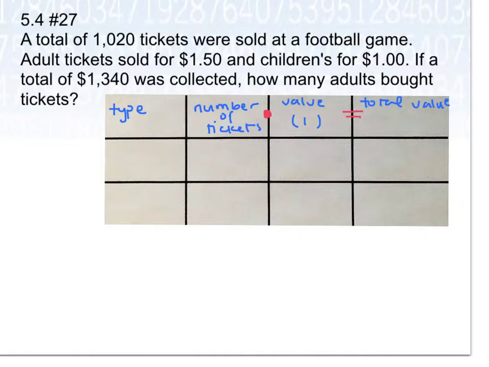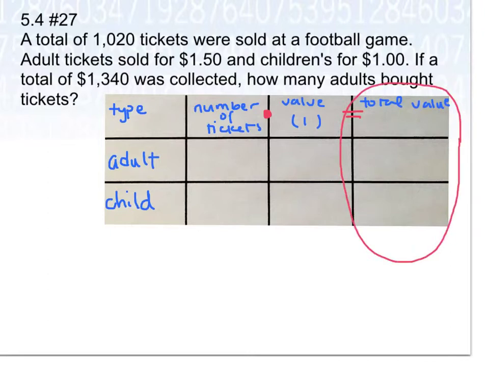So I'd like to also label the type of ticket as adult tickets and children's tickets. Now, before we move on to writing an equation, we want to make sure our chart is completely filled out. Keep in mind that the equation is going to come from the total value column.